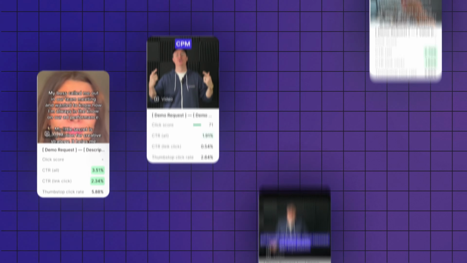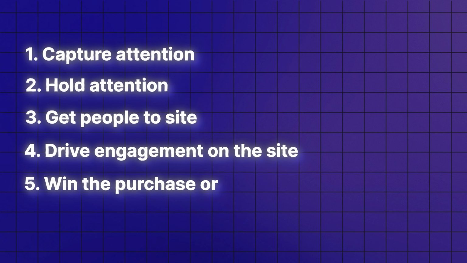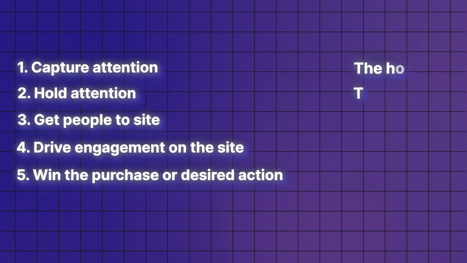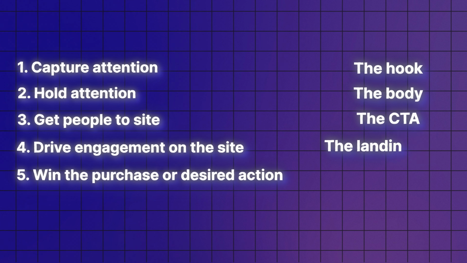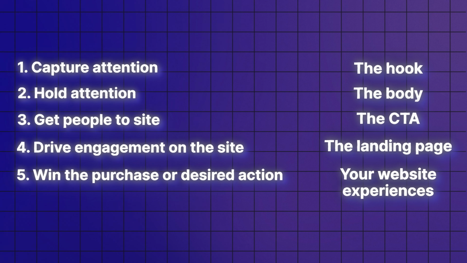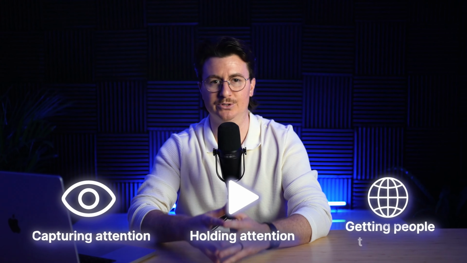Okay, so every single ad that you create can be broken up into 5 parts or jobs to be done. Capture attention, hold attention, get people to site, drive engagement on the site, win the purchase or desired action. And each of those jobs, as you probably guessed, corresponds to a specific ad element, a component of your ad. So the hook, the body, the CTA, the landing page, and your website experiences. But for the purposes of this video, we're really just going to focus on capturing attention, holding attention, and getting people to your site. So let's start with the ad hook.